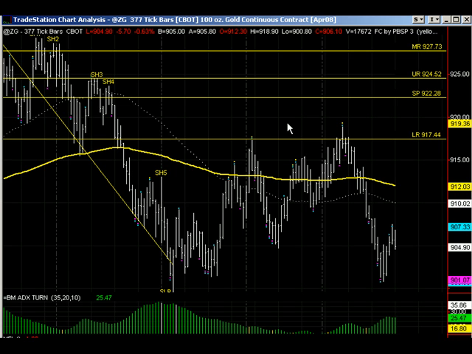Now obviously past performance is never indicative of future results, but this gives you the potential. Now we have other exit rules that we employ.